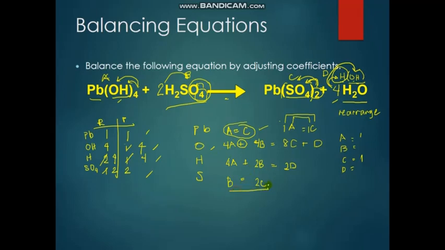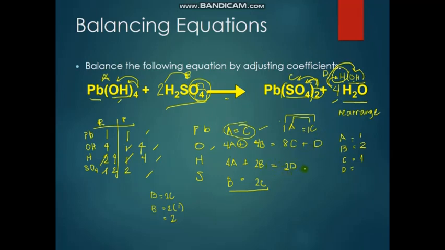By using this simple equation. B is equal to 2C. Let's write it. B is equal to 2C. Since C is equal to 1, therefore, we multiply 2 by 1. B is equal to 2 times 1. So B is equal to 2. There you go. Next, let's find D.